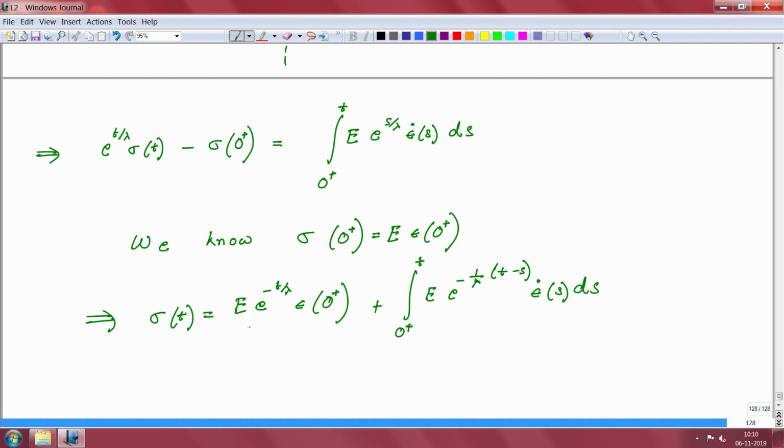Now, what does this quantity remind you of? This is your stress relaxation function, right? So, we can just rewrite this previous equation in the form of the stress relaxation function. So, this becomes an important equation for us.